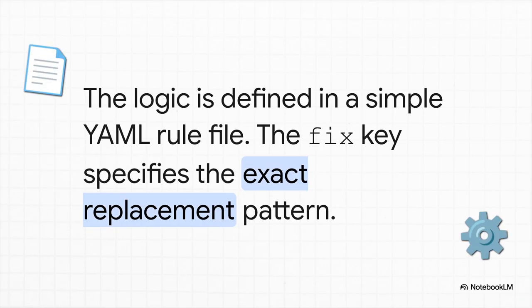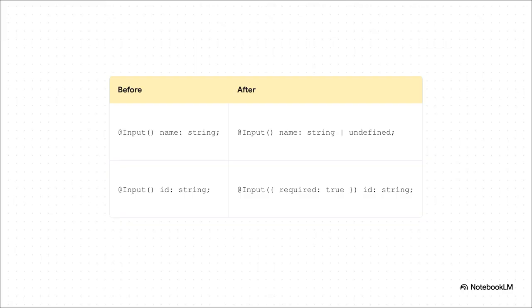And how does it know what to do? Well, you don't have to be a wizard. The logic is just defined in a simple YAML file. The fix key here specifies the replacement pattern. It just takes the type it found and tacks on | undefined. It's readable, it's maintainable, and it's just incredibly powerful. And just like that, here's the result after we applied 2 different fixes. The first one got the correct union type, and for the second one, we decided to make it required instead. All of this done automatically, consistently, and literally in seconds.